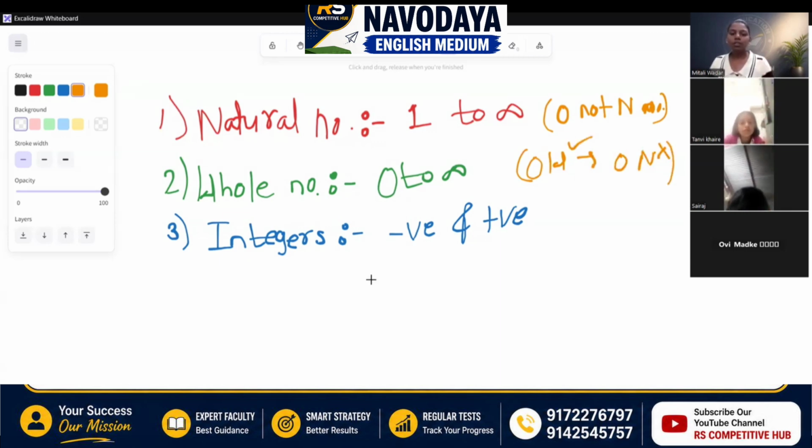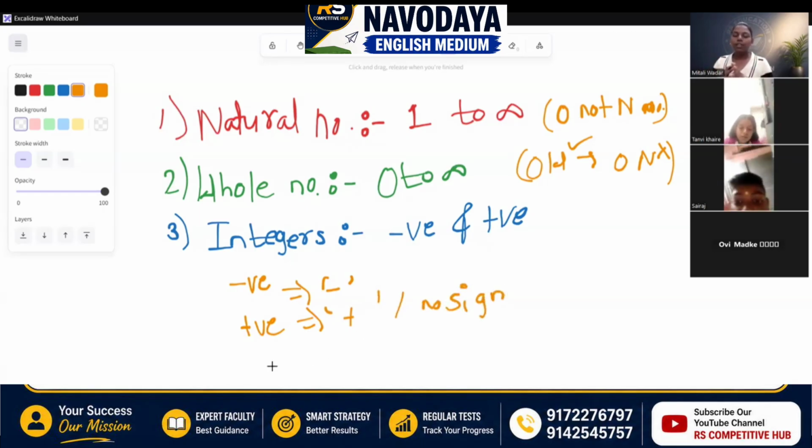And in integers, what note had we seen? Any number which carries a minus sign in front of it is called a negative number. Means जो number minus sign carry करते हैं उसे हम negative number कहते हैं. जो number positive sign, plus sign carry करते हैं या फिर कुछ भी sign carry नहीं करते, all those numbers are positive numbers. And important note क्या थी last में integer के लिए?